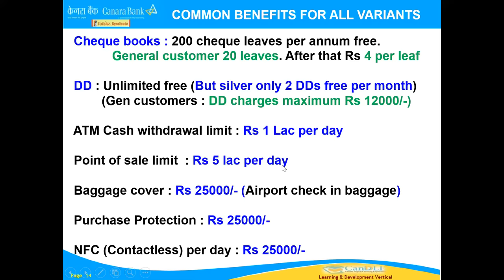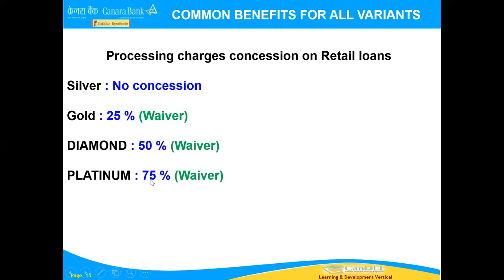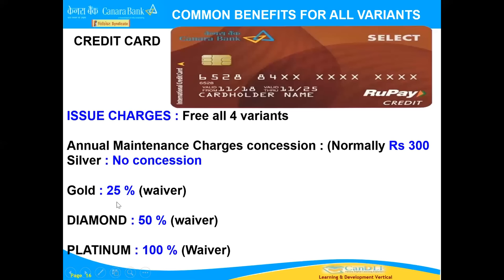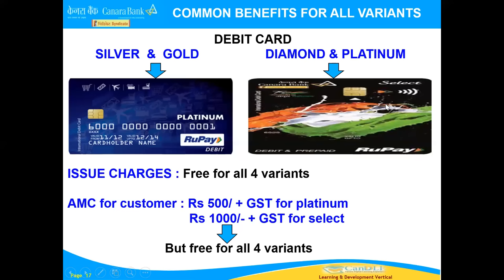Processing charges on retail loan, no concession, 25, 50, 75. Same thing, I have already told every point. Credit cards, issuance free for all variants. Maintenance, silver, no concession, full amount they have to pay. Gold, 25, 50, 100 charges. Concession is there for annual maintenance charges. Debit card, they will give 2 types of cards: silver and gold, platinum; diamond and platinum. Select card, free for all variants. AMC also free, but how much amount can be saved is this amount.